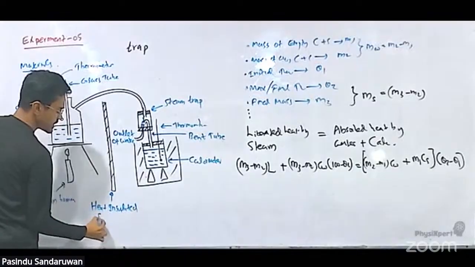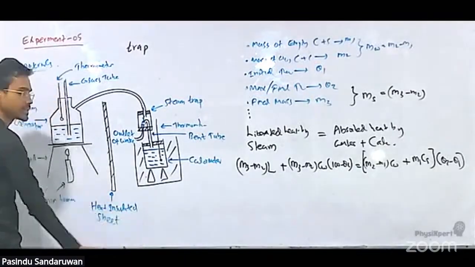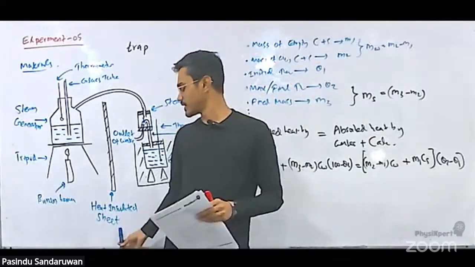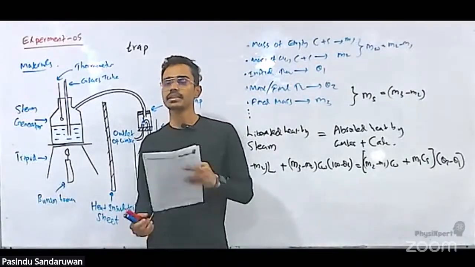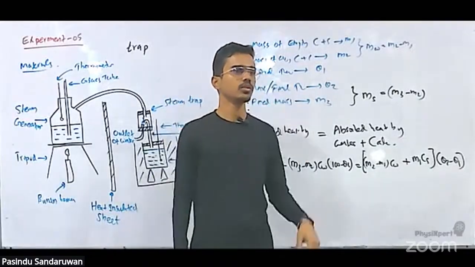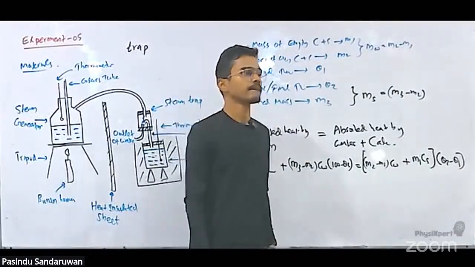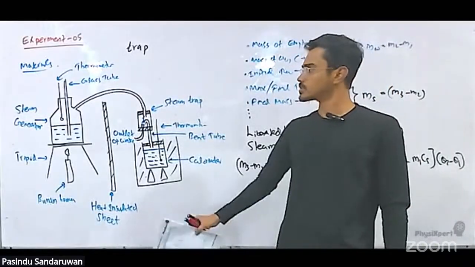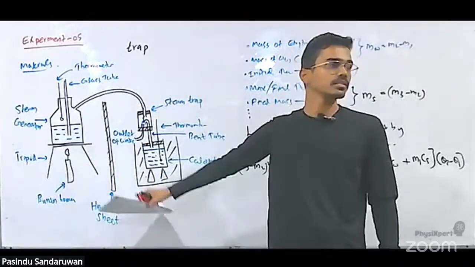Heat insulated sheet, right? I said earlier what it is made of. Heat insulated sheet is made of either regiform or asbestos.